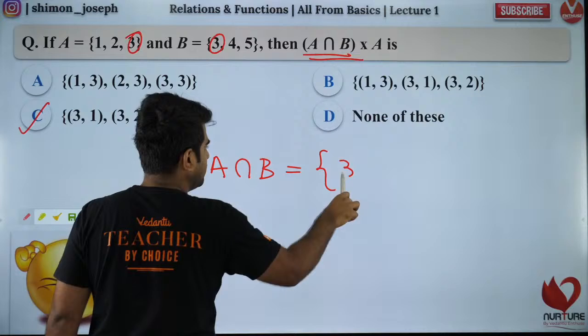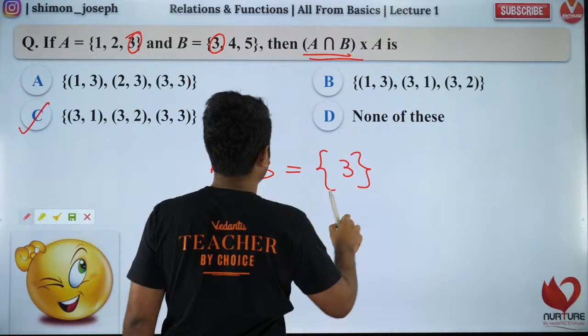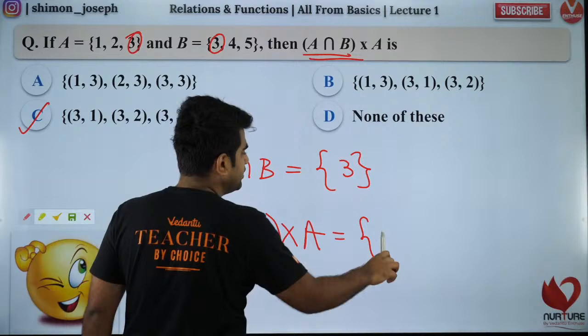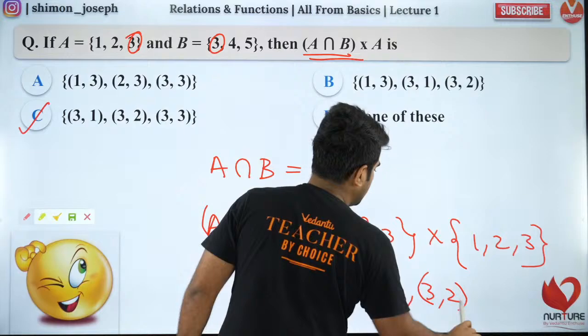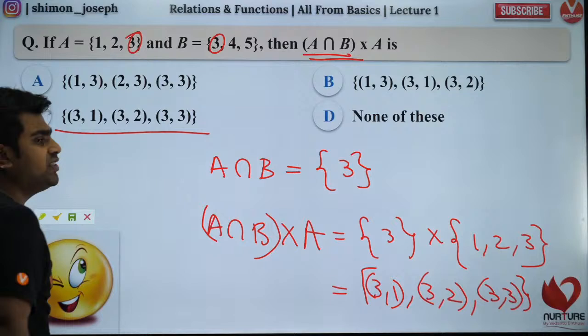Now that I need to cross it with A. So what is A intersection B cross A? That will be equal to the set 3 cross product with 1, 2, 3. So what will I get? I will get 3, 1 as one ordered pair. Then 3, 2. Then I will get 3, 3. Are you all clear with this, my dear children? So that's the way you get option C. Are you happy with it? Shall I move forward? Yes.